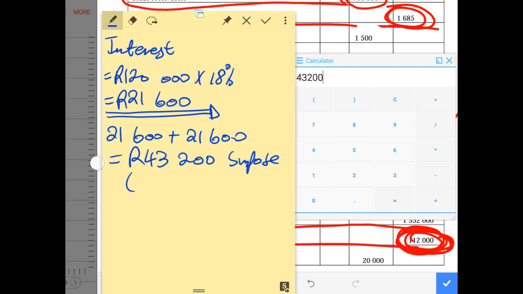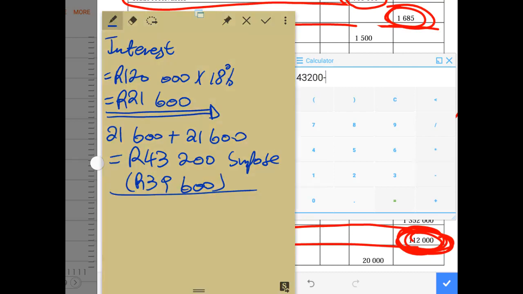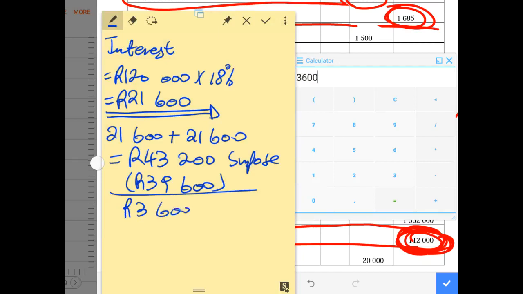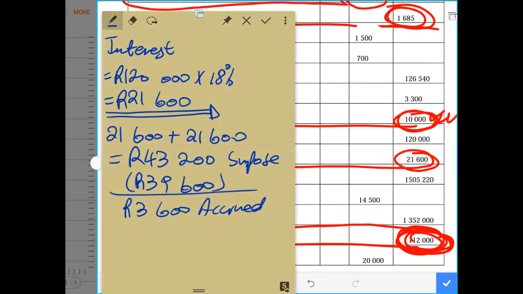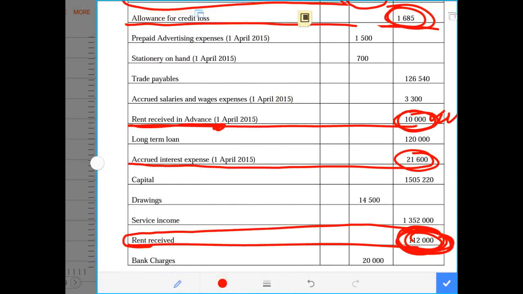However, how much did we pay? We only paid 39,600. So if we pay 39,600, it means we still owe them the difference of 3,600 rands, and this amount is accrued interest expense. This is accrued. Don't forget that last year we still had another accrual, which was accrued interest. So now we have to take that into consideration.